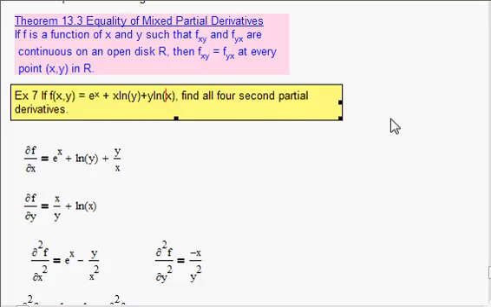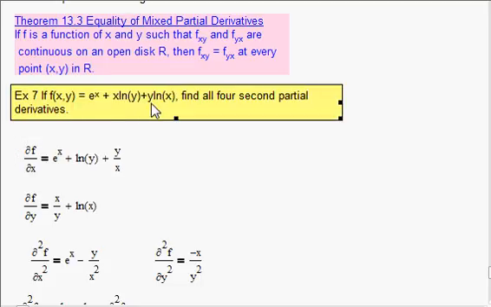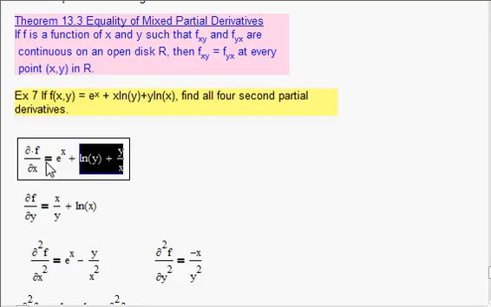Well, the first thing we have to do is find the first partial derivative, so find the derivative of this function with respect to x. The derivative of e to the x is e to the x. The derivative of x times the ln of y would be a constant, so it's just going to be ln of y. The derivative of y times the ln of x, here y would be a constant, and so the derivative of ln of x is 1 over x, so we just have y over x, and this is the first partial with respect to x.